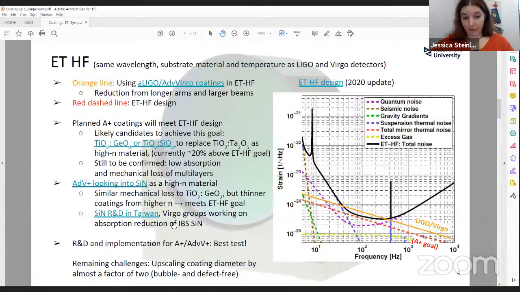So clearly there's still a lot of work going on, but this research all looks very promising for reaching the ETHF goal. And one of the main challenges left is clearly the upscaling to about twice the size. But as Stuart already mentioned in his talk yesterday, currently in Scotland, they are working on setting up a large coating facility, for example, and there is also lots of development ongoing.